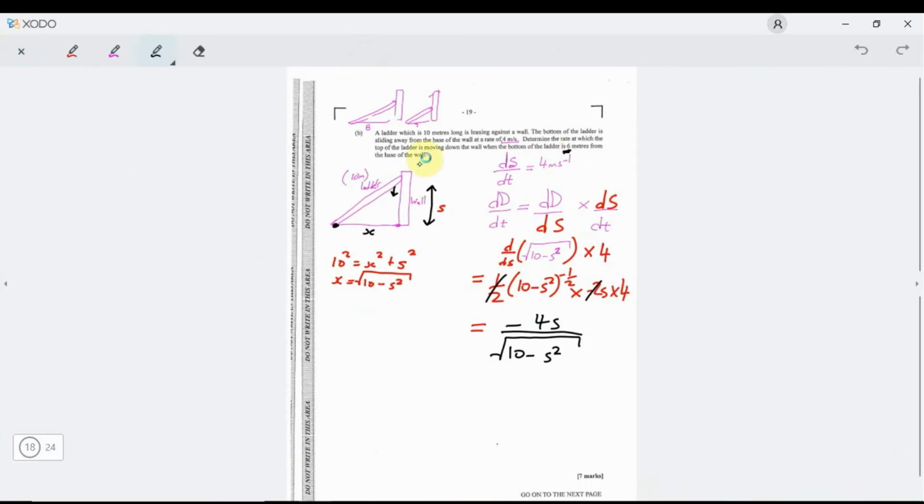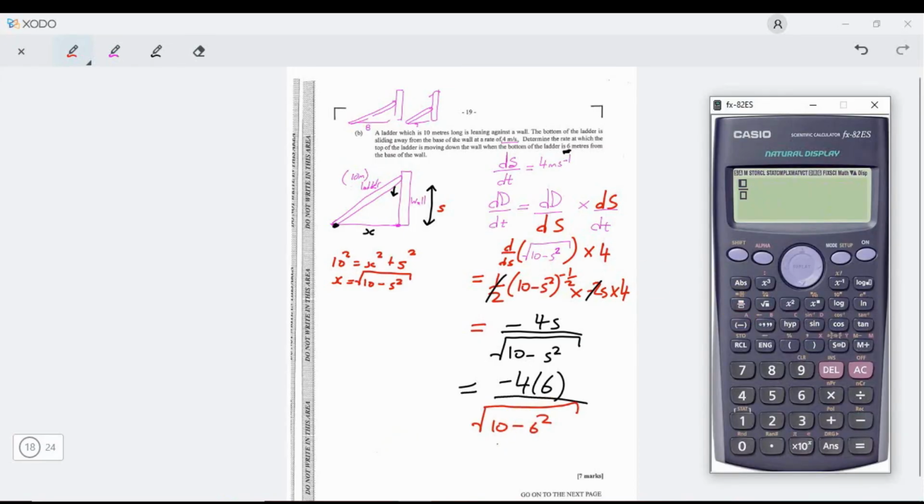So plugging in s as 6 now, this is minus 4 times 6 over, want to make sure we differentiate it correctly. Carry down the power, half, subtract 1 from the power, multiply by the derivative inside of the bracket here. Good. So in that case now we get the square root of 10 minus 6 squared. Punch this in the calculator. 4 times 6 over square root of 10 minus 6 squared.